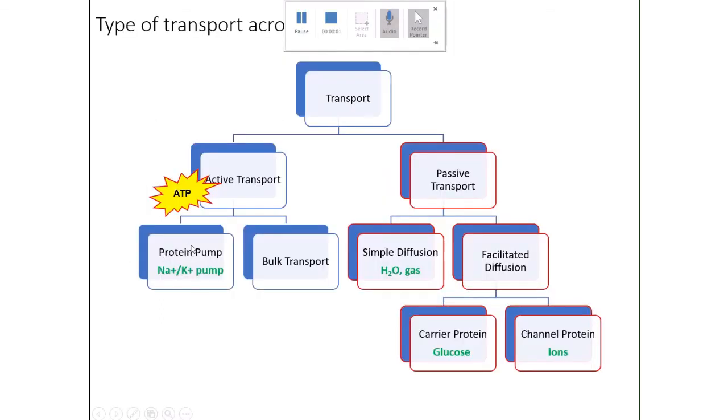So there is the protein pump. An example of that is the sodium potassium pump. The last example of active transport that we will be talking about will be something called bulk transport.